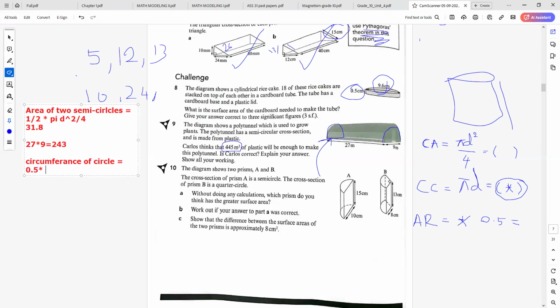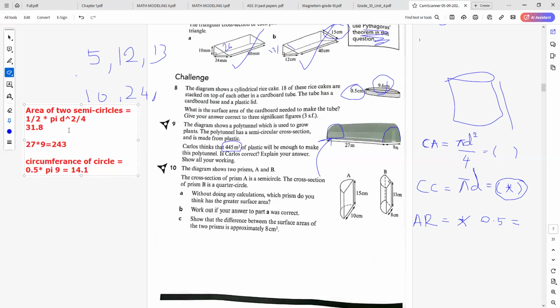So pi into d, where d is 9. 0.5 into pi into 9 will give me 14.13. So I will just type 14.13. 14.1 is enough. Right.